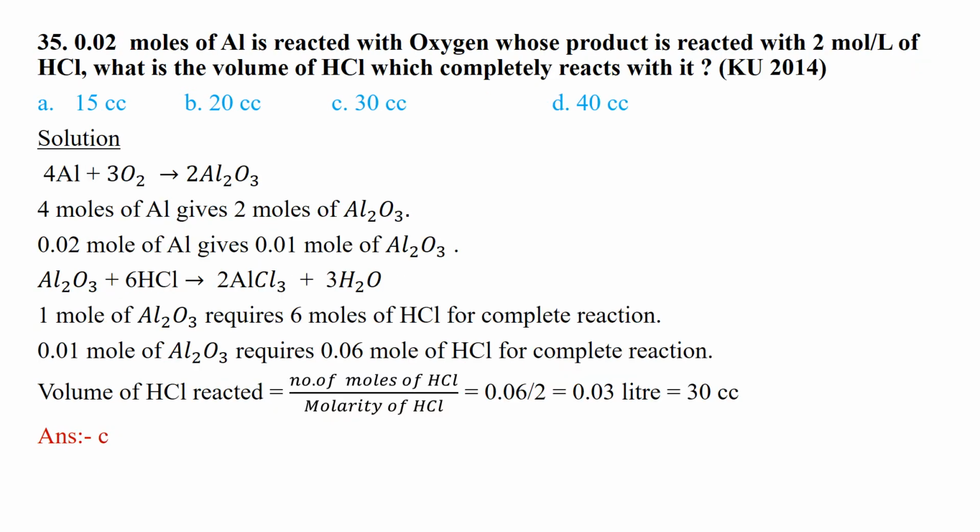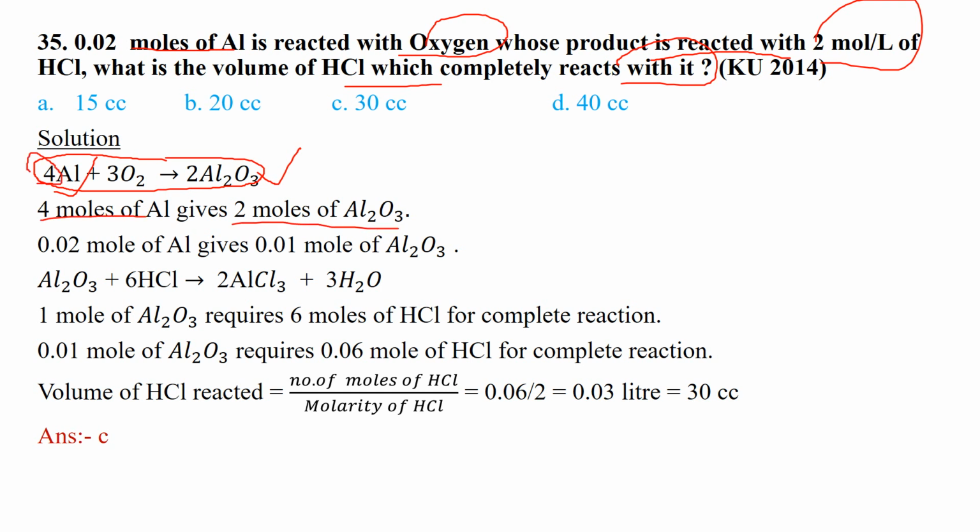0.02 moles of aluminium is reacted with oxygen, whose product is reacted with 2 mole per liter of HCl. What is the volume of HCl that will completely react with it? Here are the chemical reactions for the first statement. Aluminium plus oxygen gives Al2O3, that is alumina. According to this reaction, 4 moles of aluminium give 2 moles of Al2O3. So 4 moles of aluminium give 2 moles of Al2O3. Then 0.02 moles of aluminium gives 0.01 mole of Al2O3.